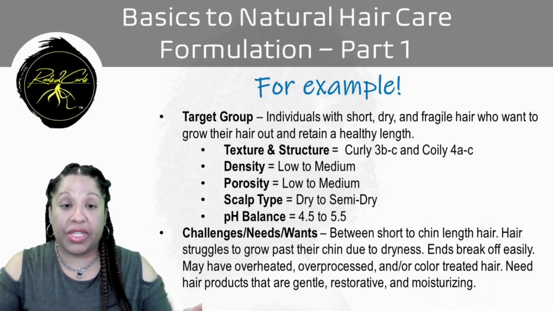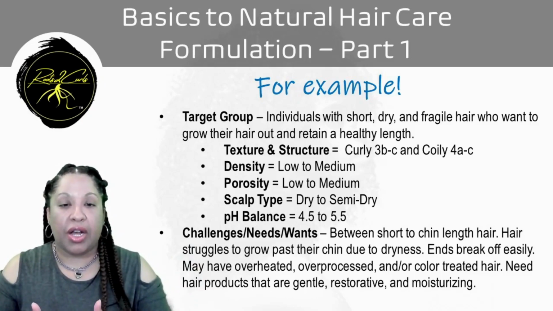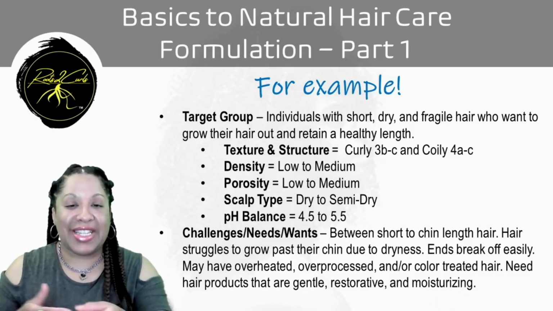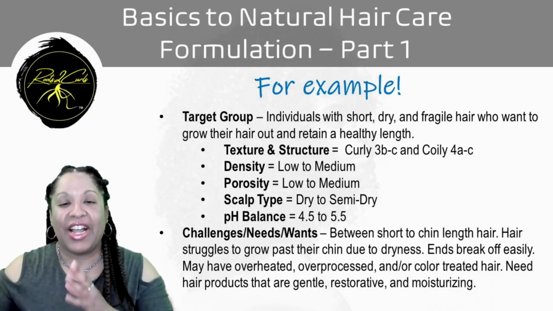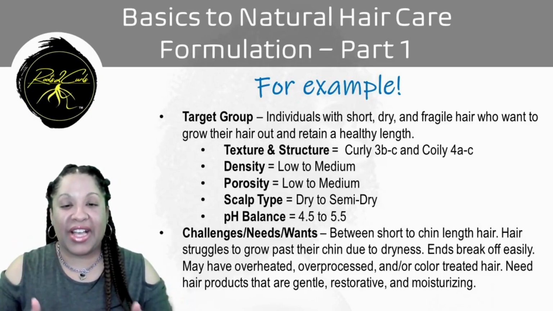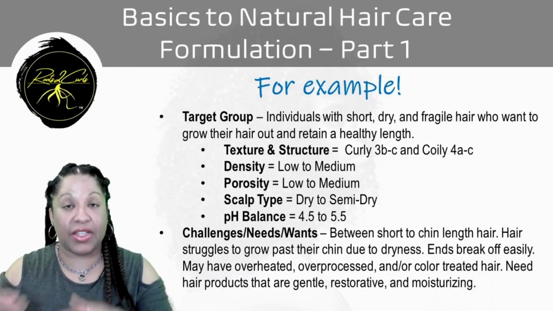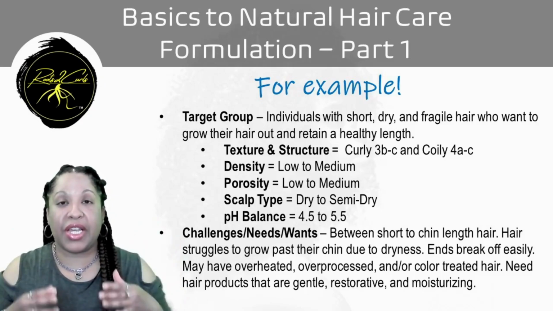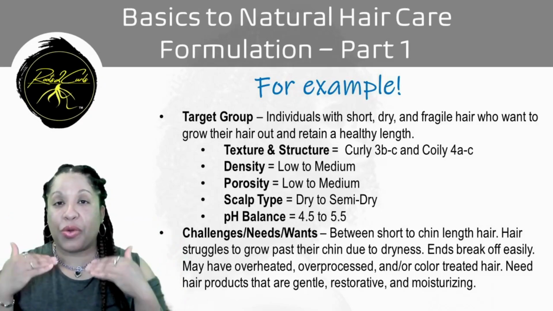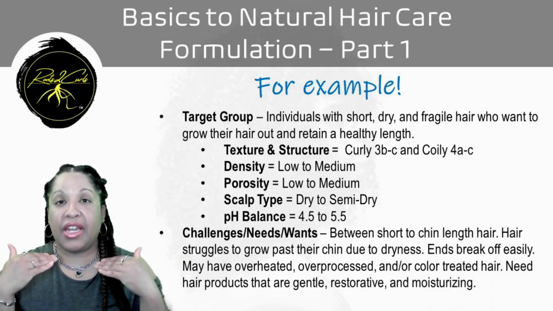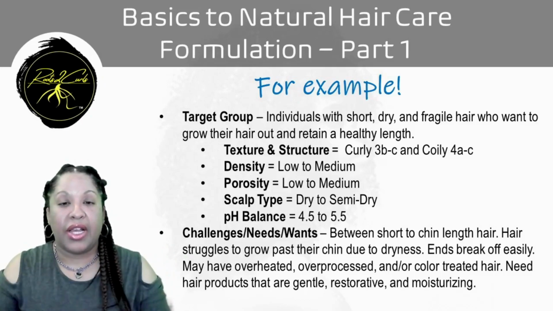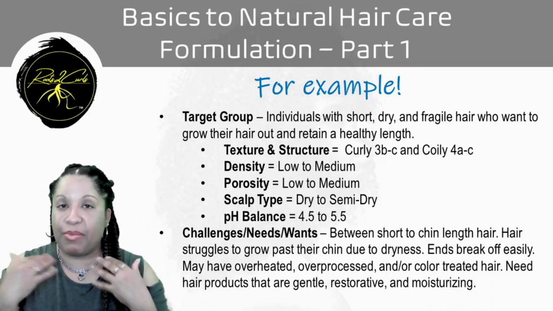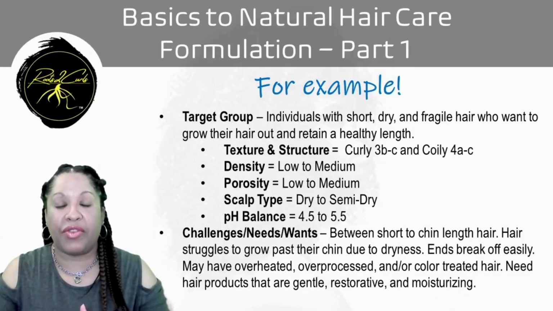Challenges, needs, and wants for this target group. So between short to thin length hair, it says chin, but it's thin hair. The hair struggles to grow past their chin due to dryness. I've had that happen before, especially when I used to process my hair and put relaxers in. For some reason, my hair would always grow to a certain length, and then it just couldn't grow any further than that. So we're going to target those people who are struggling to grow past that length, because by that time it starts to dry out and break off.